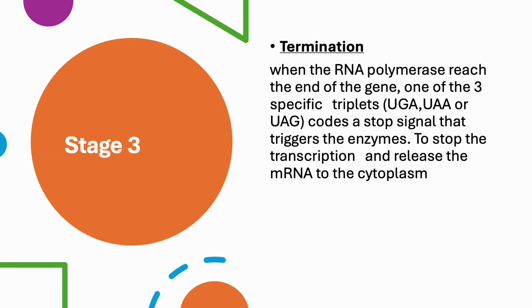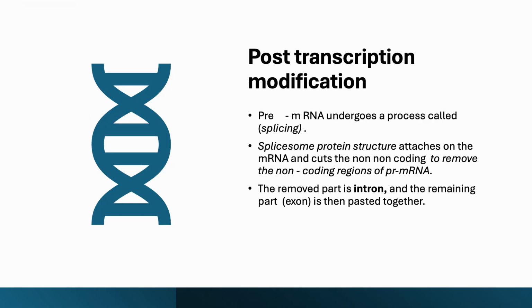The last stage is termination. When the RNA polymerase reaches the end of the gene, one of three specific triplets appears: either UGA, that's uracil, guanine, and adenine, or UAA, uracil, adenine, adenine, or UAG, uracil, adenine, guanine. Any of these three triplets codes a stop signal that triggers the enzymes to stop transcribing, and then the mRNA will be ready and moved to the cytoplasm.